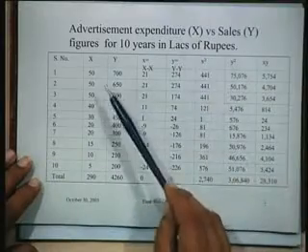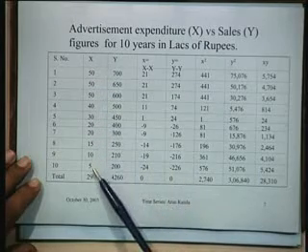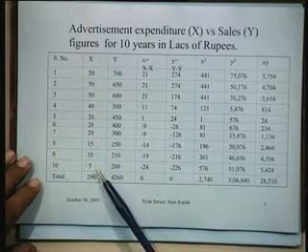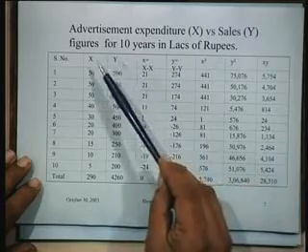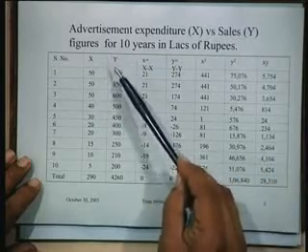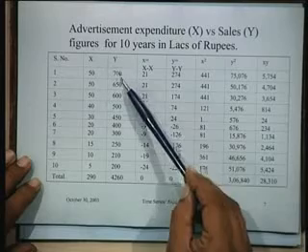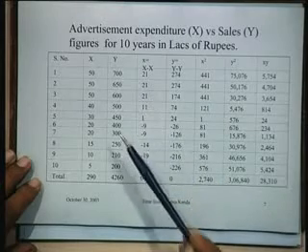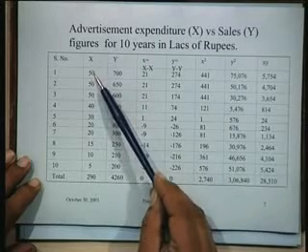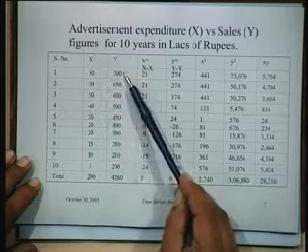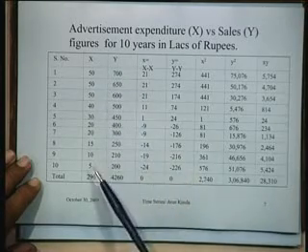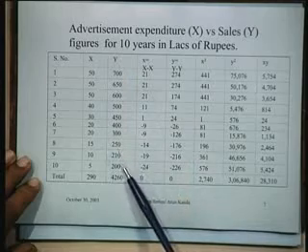For instance, if you have these two series, let us say X is the advertisement expenditure in 10 years that a company puts in, and Y is the sales figures over 10 years in lakhs of rupees, which are shown here. So we are trying to find out whether there is any relationship between the advertisement expenditure and the sales, right? So we want to find out, let us say, the correlation coefficient between these two variables.